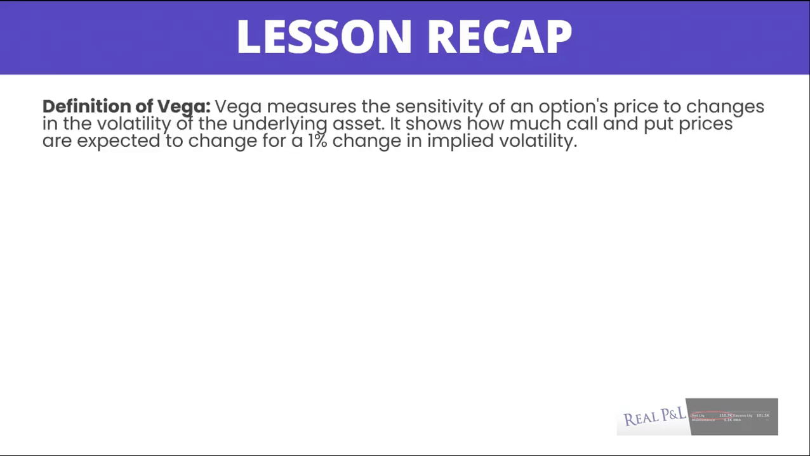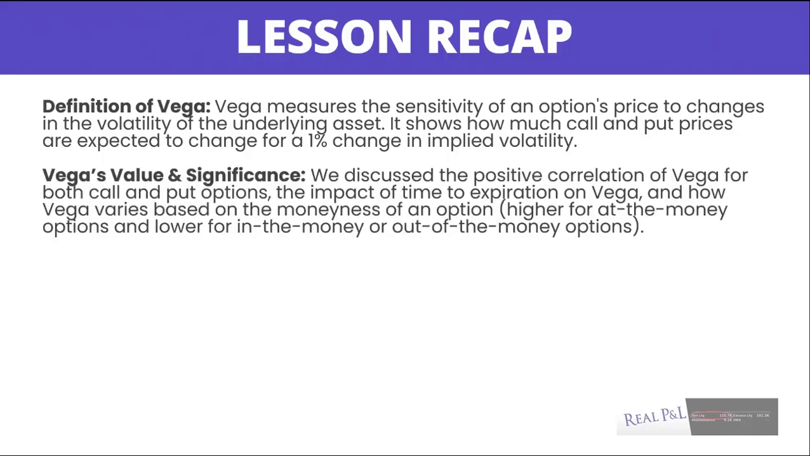So let's go over a recap. The definition of Vega. Vega measures the sensitivity of an option's price to changes in the volatility of the underlying asset. It shows how much call and put prices are expected to change for a 1% change in the implied volatility of the underlying. Vega's value and significance. We discussed the positive correlation of Vega for both calls and put options, the impact of time to expiration on Vega, and how Vega varies based on the moneyness of an option, right? Higher for at the money options and lower for the in the money or out of the money options.